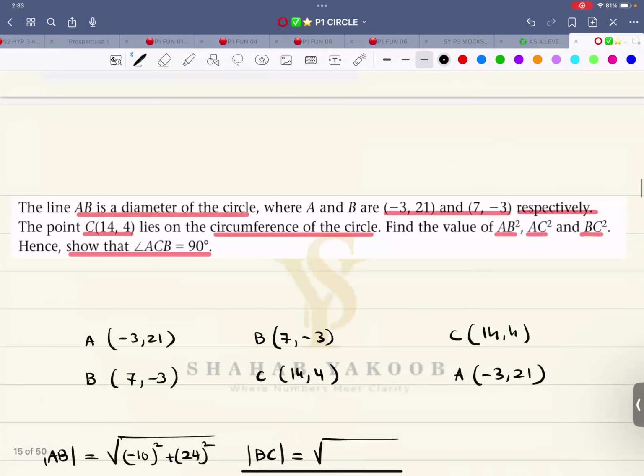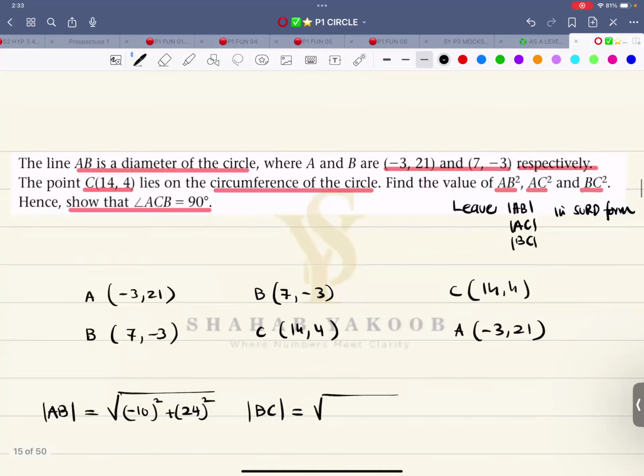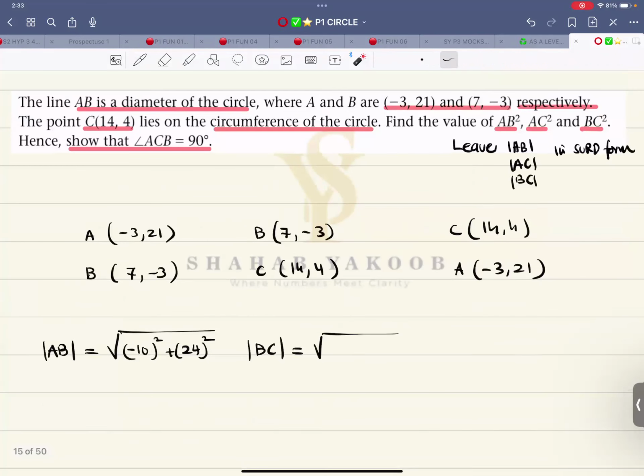So instead of this, I would say leave AB, AC, BC in surd form. Let me write the modulus properly. So that is how I'll make an exam question out of this. I won't give you the hint that you have to find the square of each. Instead, I'll give you this thing.